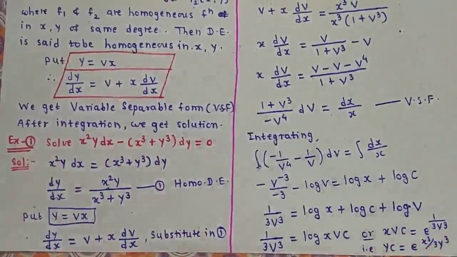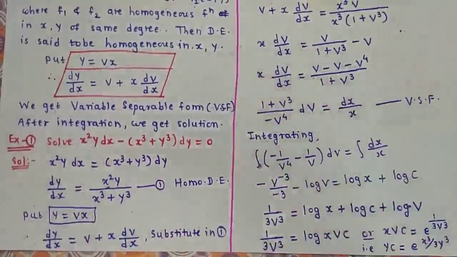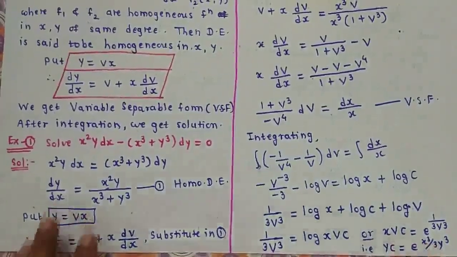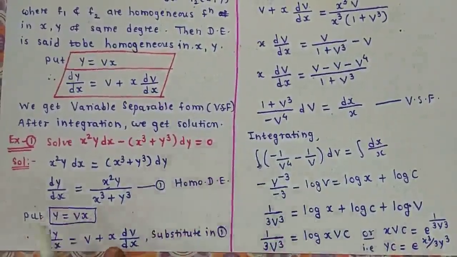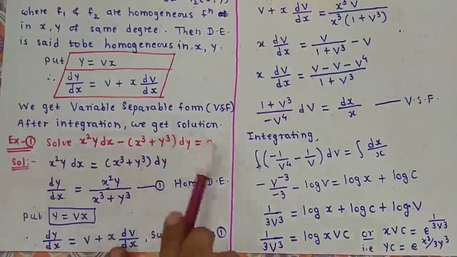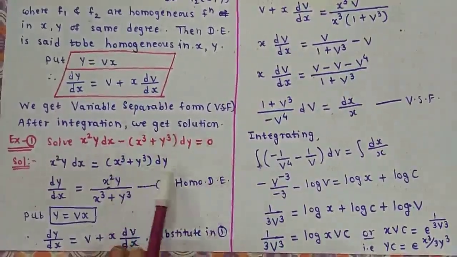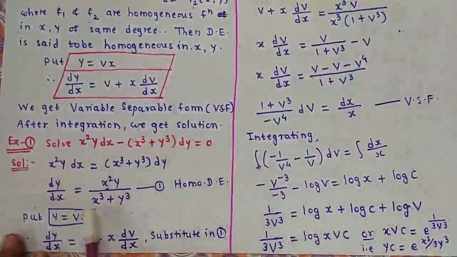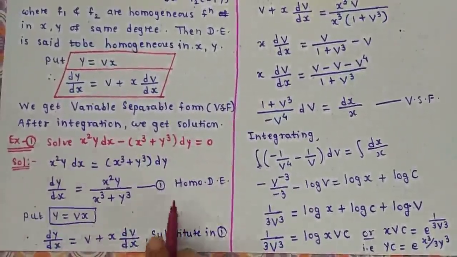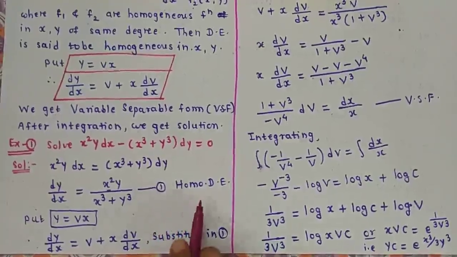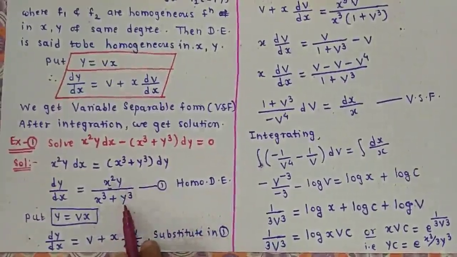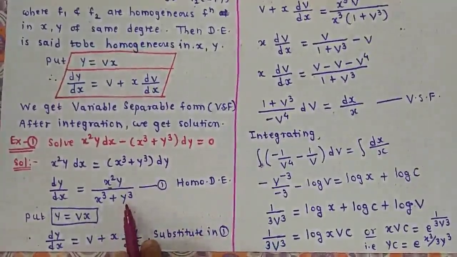So let us see. For that we reduce the given equation. This equation can be rewritten as x square y dx equals, shifting this term to the right side, (x cube plus y cube) dy. Then dy by dx becomes x square y upon (x cube plus y cube). Now if you observe this equation number 1, this is a homogeneous differential equation because both numerator and denominator are homogeneous functions and both are of the same degree, right?